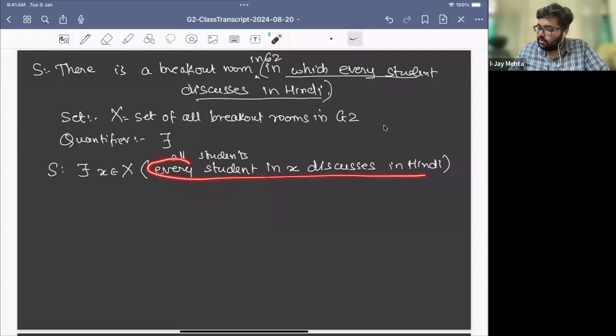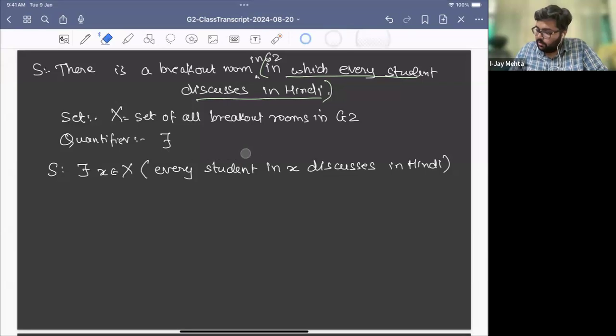Now this is a statement. Does it have a quantifier? Does it have a set and property? If you can find it, then click yes. Now this is our statement: every student in X discusses in Hindi. Do you see any set here? Do you see a quantifier or property? Come on, quickly click yes.